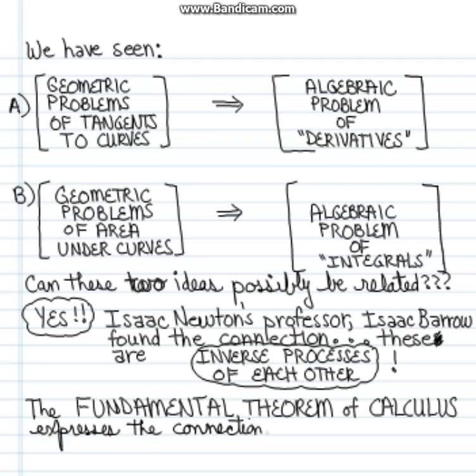So the inverse process of one another, in other words, this association between these two ideas, A and B, it has a name. It's called the fundamental theorem of calculus. It expresses the way that if we are speaking in geometric terms, the tangents to the curve is related to the area under the curve. In other words, it demonstrates the inverse process of one another between finding the derivative and finding an integral.